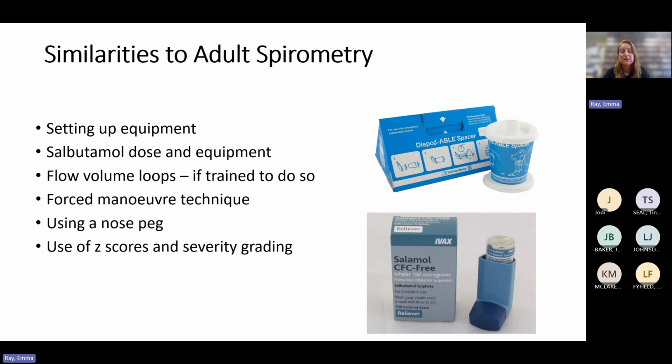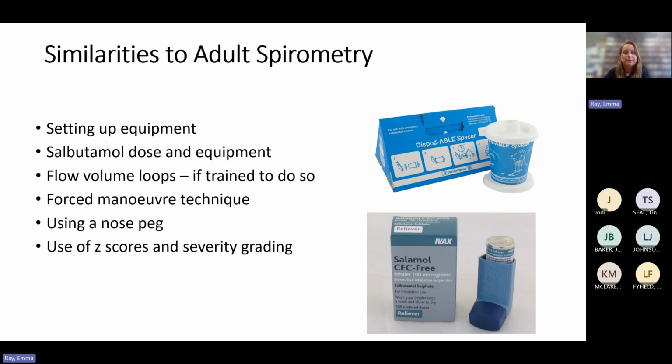So you can still do those if you've been trained to do so. You're doing forced manoeuvre techniques. That's exactly the same. We would say using a nose peg is advantageous. I was having a look at the ARTP website yesterday, and it says it's not mandatory, but we would say in lung function departments, they all use nose pegs because you can get a little bit of leakage with your forced manoeuvres.